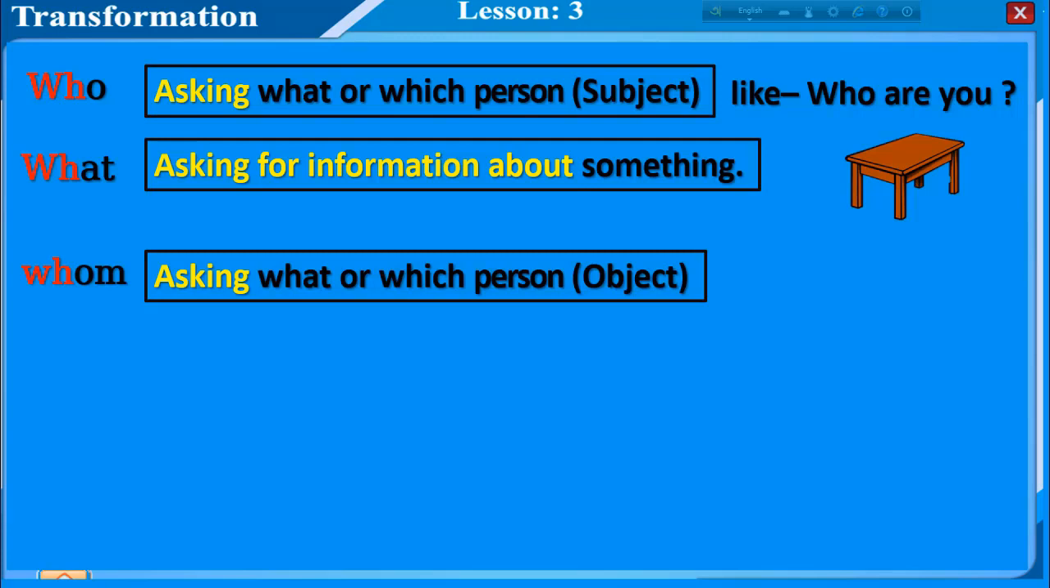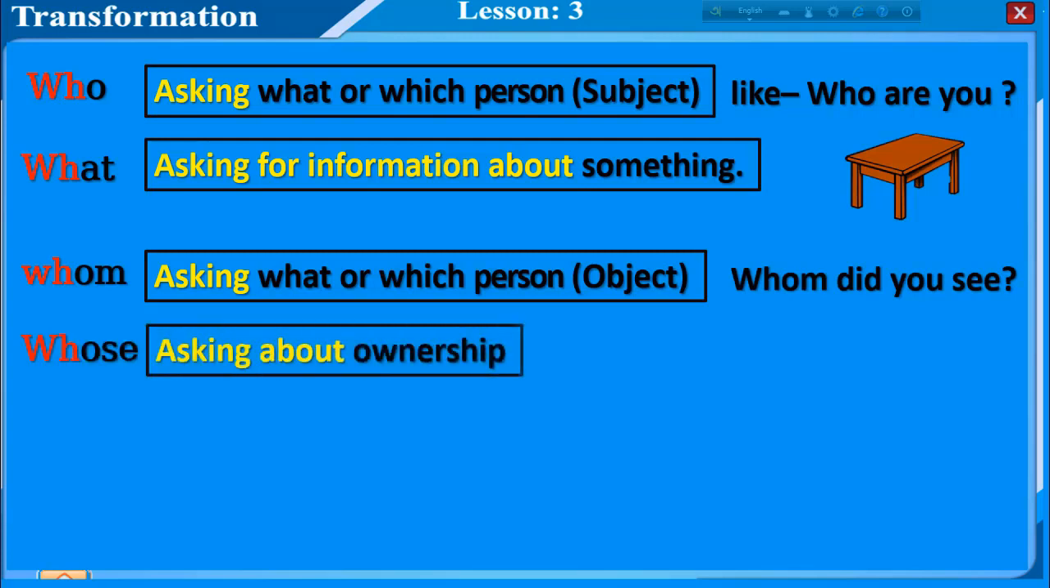Whom is asking what or which person. But remember, it's the opposite of who. That means it's all the time indicate the object. Who is asking for subject, the person, and whom is asking for the object, also a person. For example, whom did you see? Then whose is asking for ownership. Whose is this train is the example.